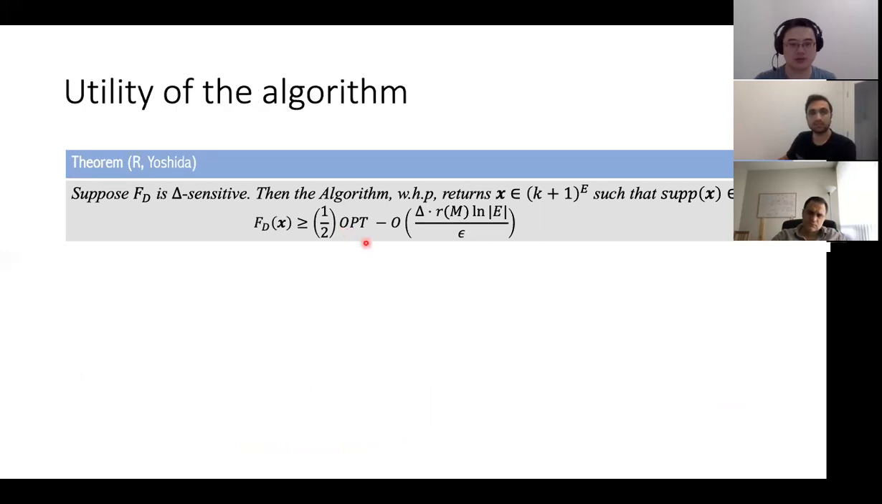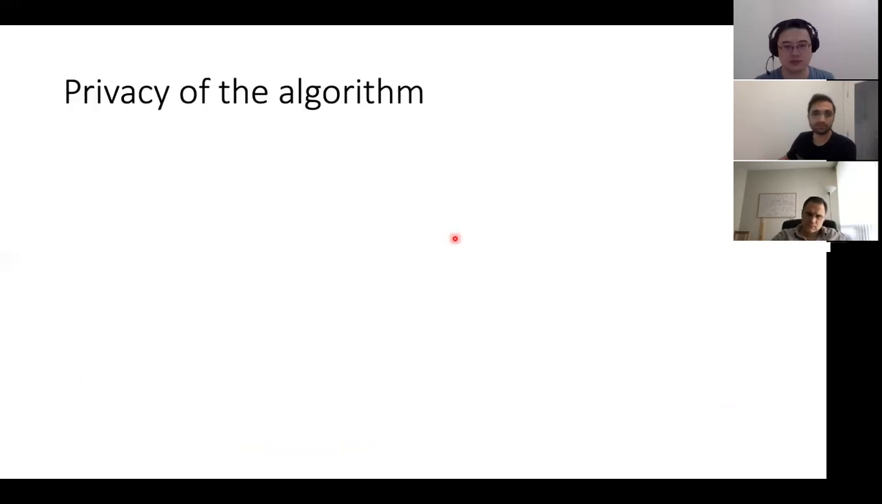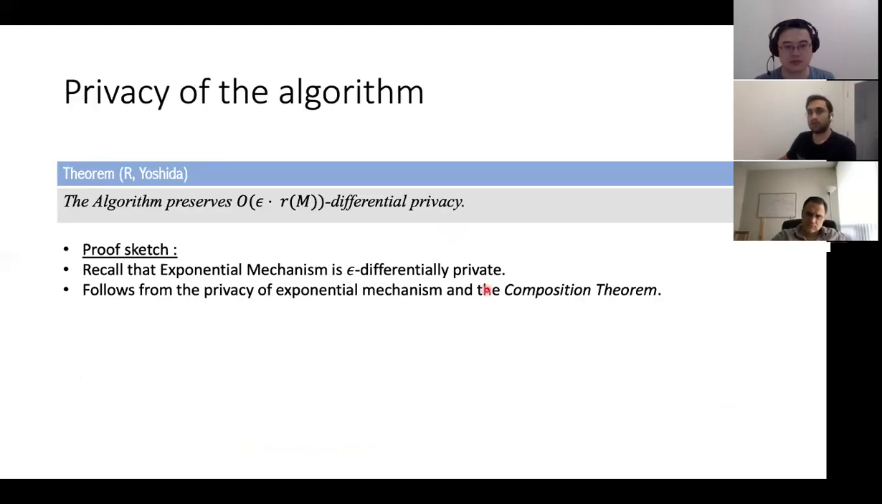The utility of the algorithm: we can prove that with high probability, the simple algorithm returns a point which has quality at least half of the optimal minus some additive error. And in terms of privacy, it's again simple because we have the exponential mechanism, which is epsilon differentially private. Then we use that mechanism for Rm rounds, so the privacy is going to be epsilon times Rm.